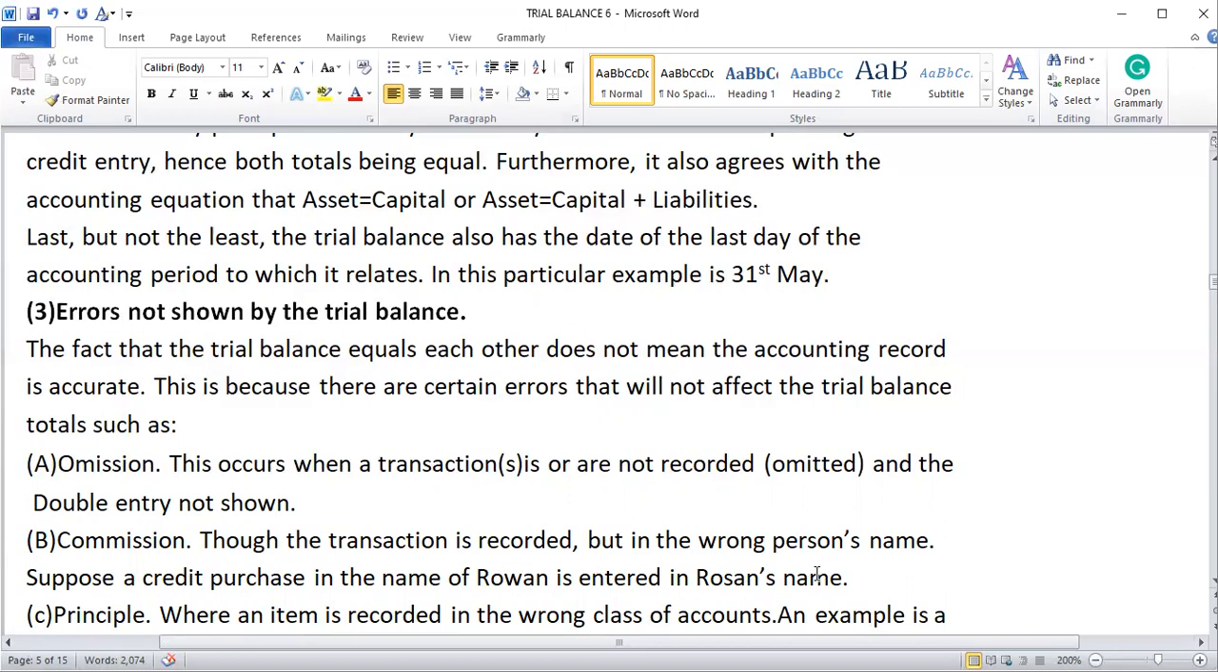What I mean is that if there's a transaction and the person's name has been entered, the double entry has been carried out correctly, but in the wrong person's name. Well, that's what I'm saying. If the transaction is in the name of Ronald, but it has been wrongly entered in Roland's name, it will still balance. It won't have any effect on the trial balance.